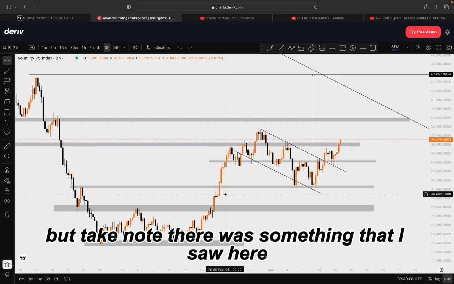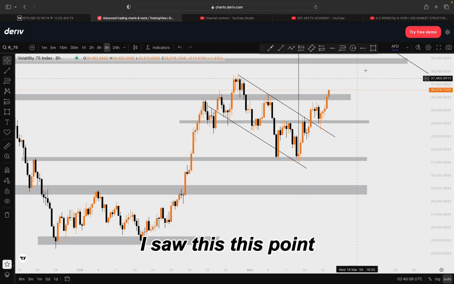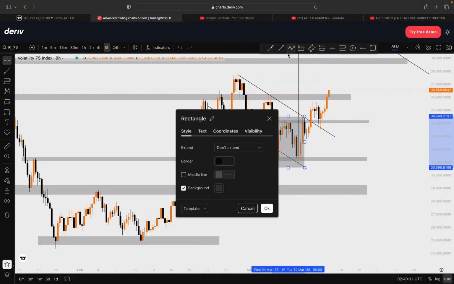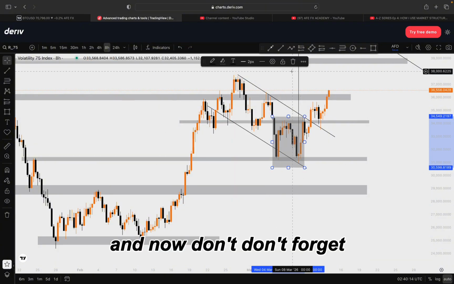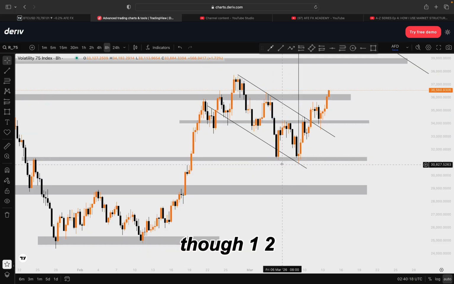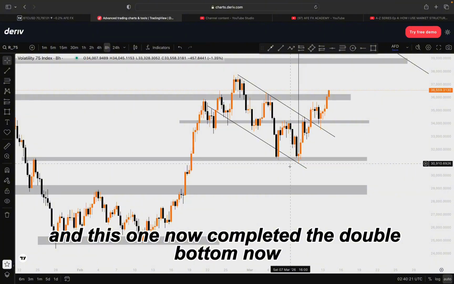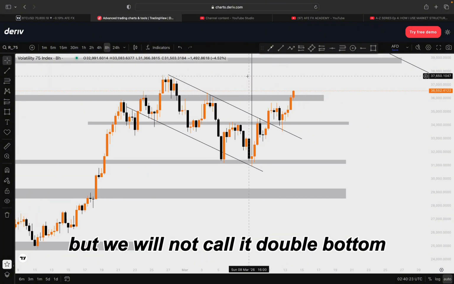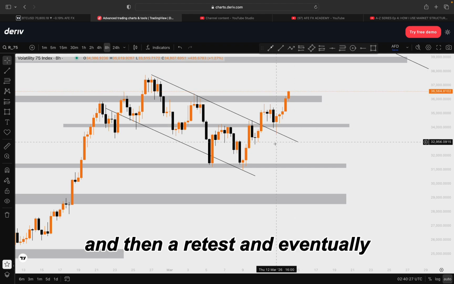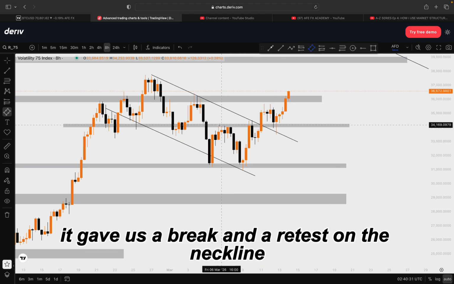Now, but take note, there was something that I saw here. I saw this point. I saw this whole point. I saw a double bottom. And now don't forget, this double bottom is still on this zone, though, 1, 2. And this one now completed the double bottom. But we will not call it a double bottom, not until we have seen a break of the neckline and then a retest. And eventually, it gave us a break and a retest on the necklines.